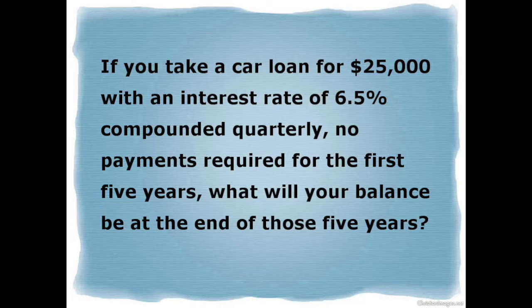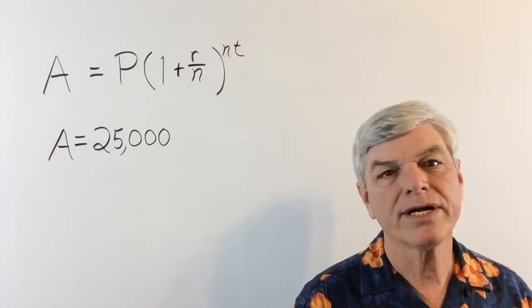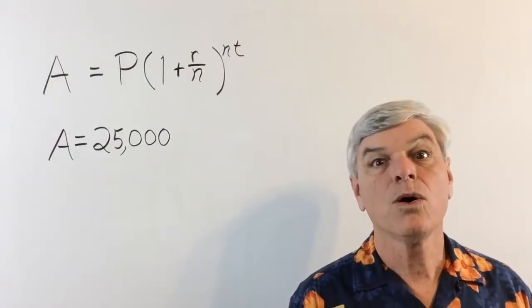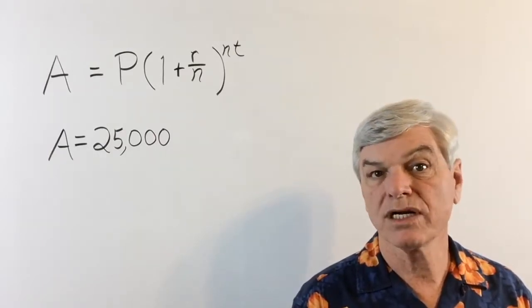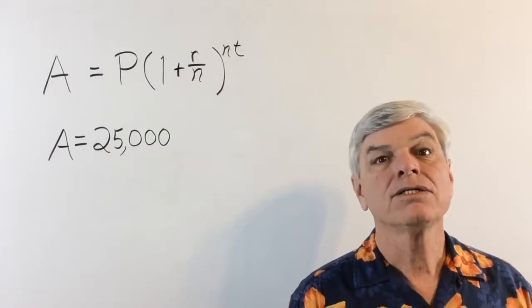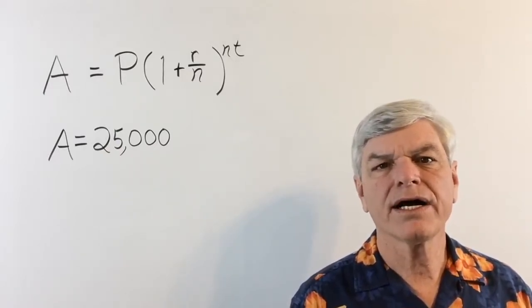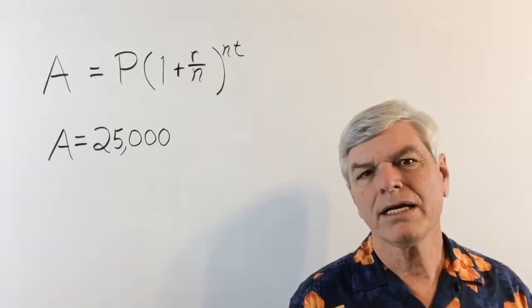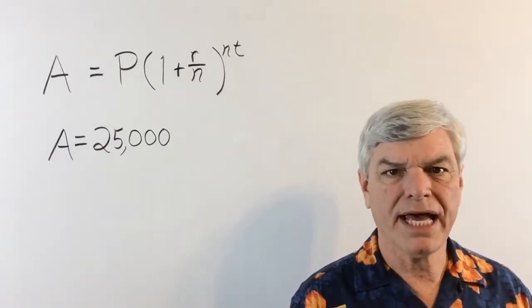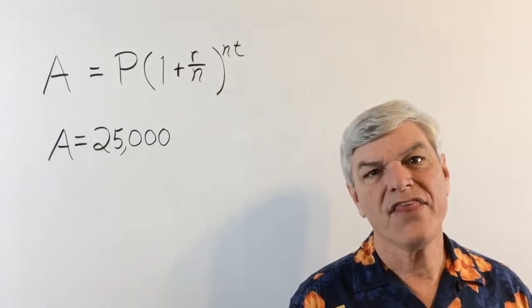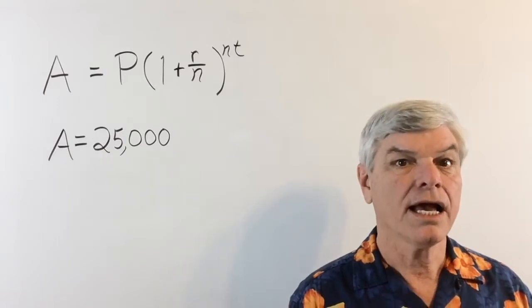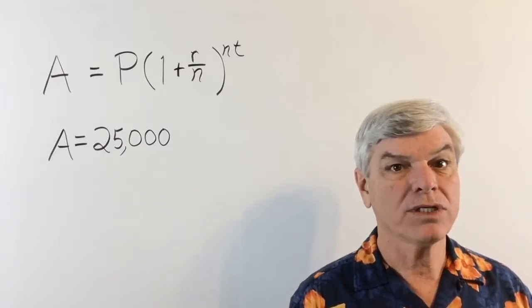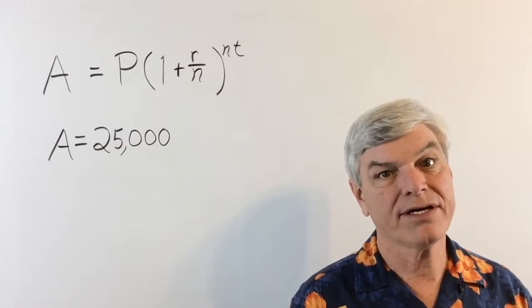What will your balance be at the end of those 5 years? Okay, for compound interest, sometimes we are going to be putting money in the bank. Sometimes we're going to be borrowing money. Sometimes we're going to be making investments. So just be careful that it doesn't matter whether we're borrowing money or putting money in the bank. It doesn't matter whether they are paying us interest or we are paying them interest. Anyway, the amount is the amount at the end of 5 years.